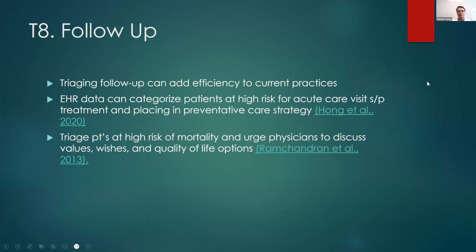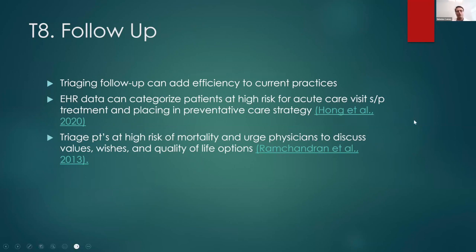And follow-up. Every doctor's visit is an expensive process. If we use AI to triage patients, we can know, oh, we only need to see this patient in a year, whereas we need to see this patient in a month. That can help decrease healthcare costs. By using electronic health data, one study has been able to categorize patients at high risk for an acute care visit, such as hospitalization or an emergency department visit. If we thought they were high risk, we would increase their follow-up with a provider. In this scenario, it's biweekly visits.